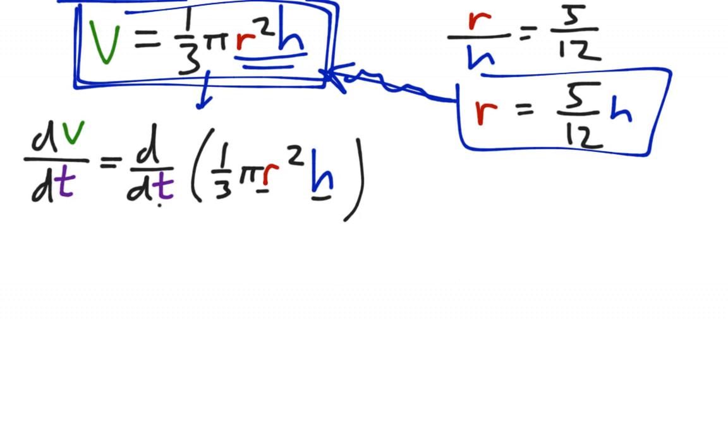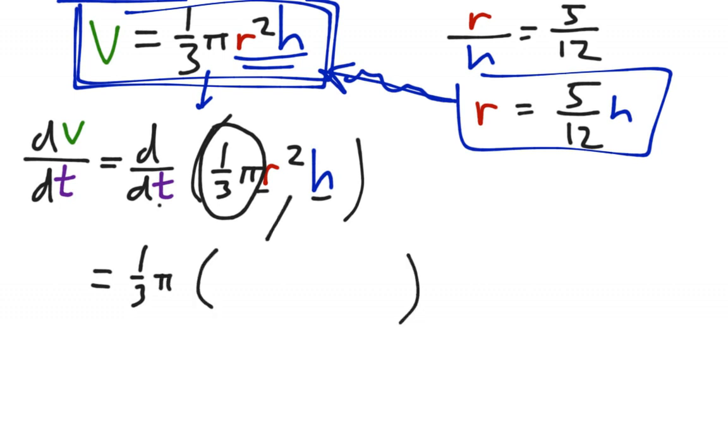So now the left side is easy because it's just dV/dt, and the right side I'm going to take out the 1/3 pi because it's a constant that's multiplied, so I have 1/3 pi. And then the inside of this is going to have to use the product rule because I have r squared times h, and r squared and h are both functions of t. So we have to use the product rule. Here's what it looks like.